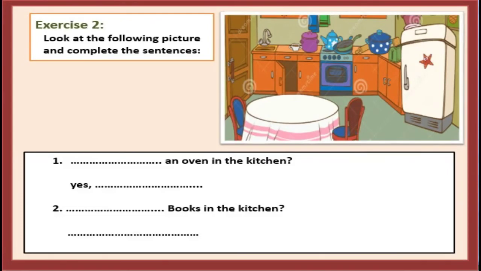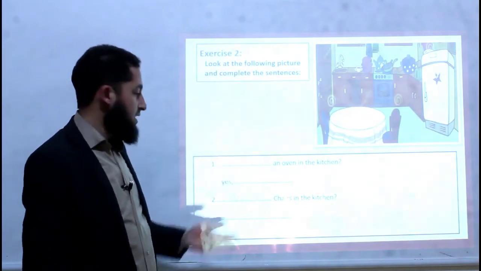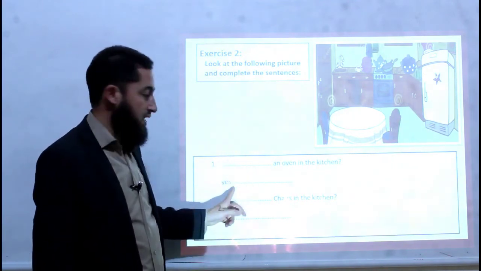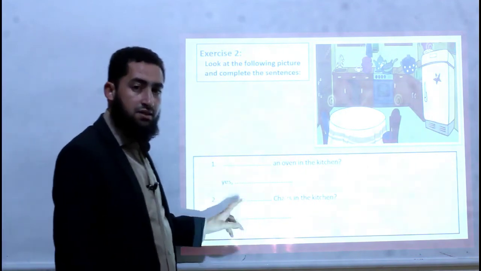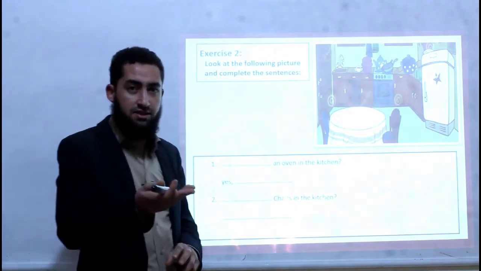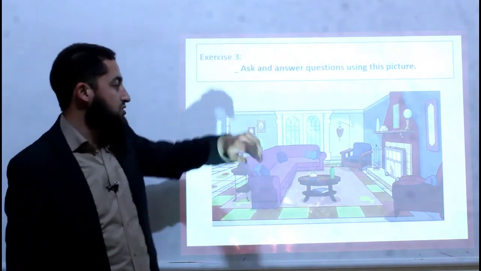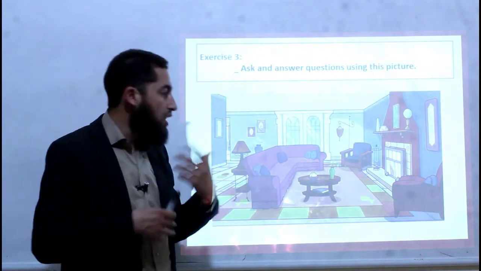Here, look at the following picture and complete the sentences. So you have a sentence, you answer with is there or are there, and you answer the question with yes, there is, or no, or yes, there are. The same example, you complete or you fill in the 2 blanks. Next exercise, and the last one is this. Ask and answer questions using the picture. So you have this picture, you ask and answer more questions.